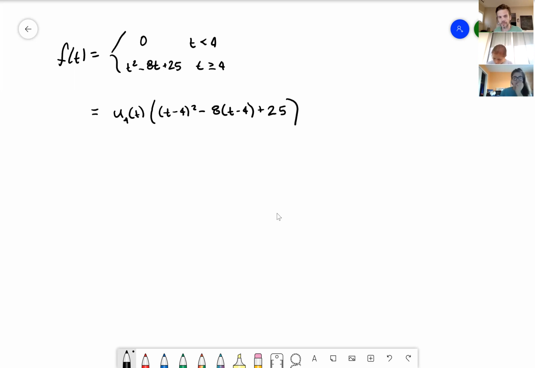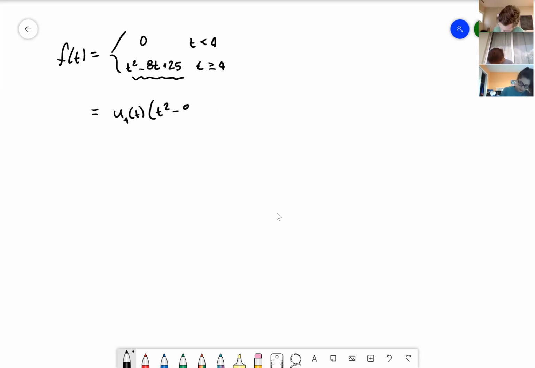Just taking the, no. This is not shifted. It actually, this is its value when it starts at 4. It's not a shifted version of that function.